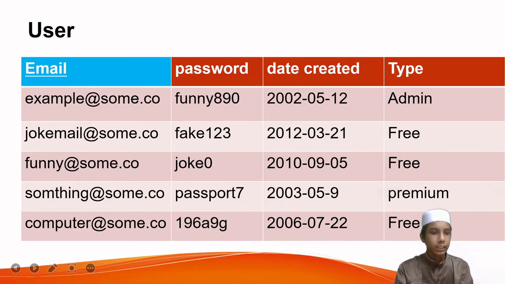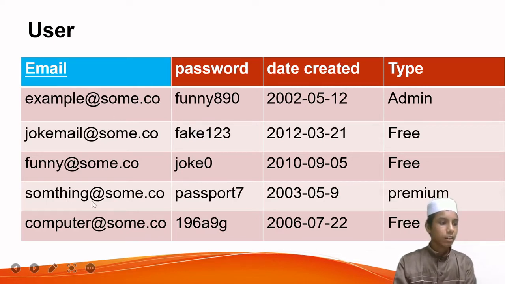So here, as you can see, these emails are unique to each entry in the table. Each row is unique. Like here, example@sum.co, and here jokemail@sum.co, and funny@sum.co, something@sum.co, computer@sum.co. So all of them are unique, and their password is also unique. Their date of creation is also unique. So we have the password, for example, for example@sum.co it is funny890, and for jokemail@sum.co another. These are all the things we have. So it can be in any format. The main thing is it should be unique, then it's known as the primary key.